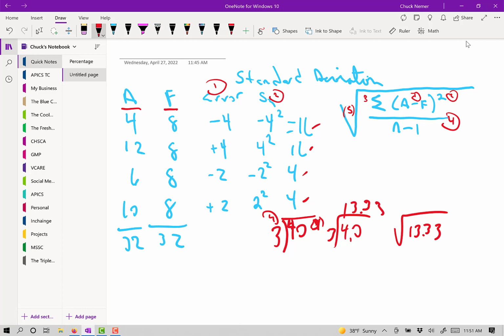So let's see if I remember how to do this on my calculator. I'm going to hit the square root button, type in 13.33, hit equals, and I got it backwards. So let's type 13.33 and hit the square root button. And it comes up 3.65. So that is our average amount of error using standard deviation.